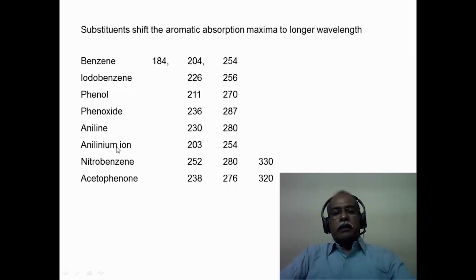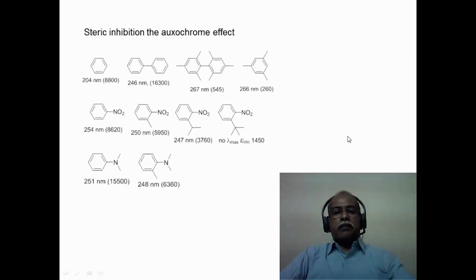So this essentially illustrates the oxochrome effect of the various substituents present on the benzene ring, causing the wavelength of the pi to pi star transitions of benzene to shift to the higher wavelength region. However, steric effects can inhibit the oxochrome effect. That is what is shown in this particular system.